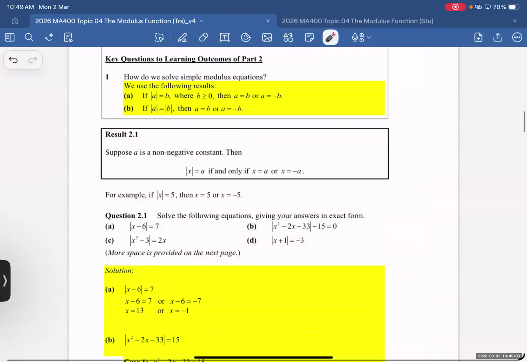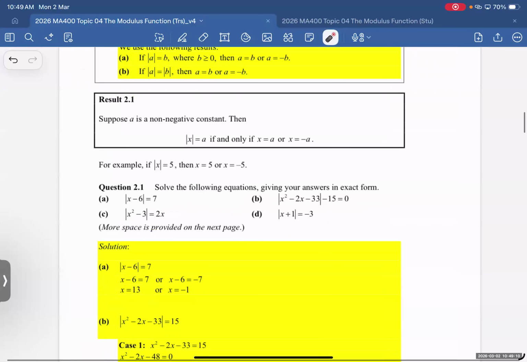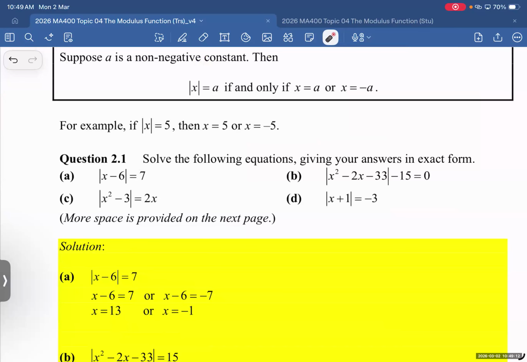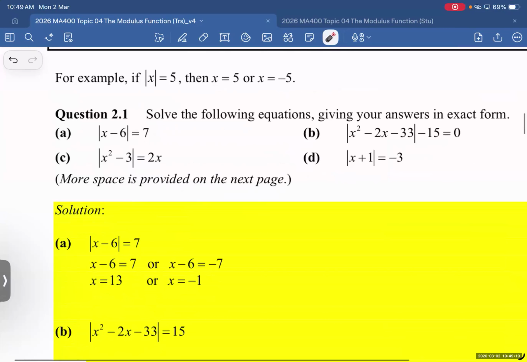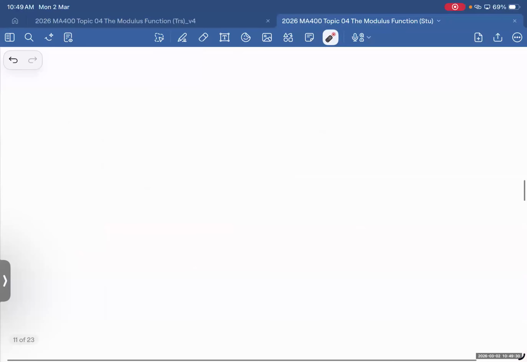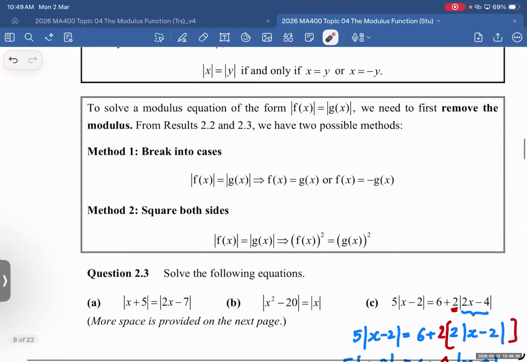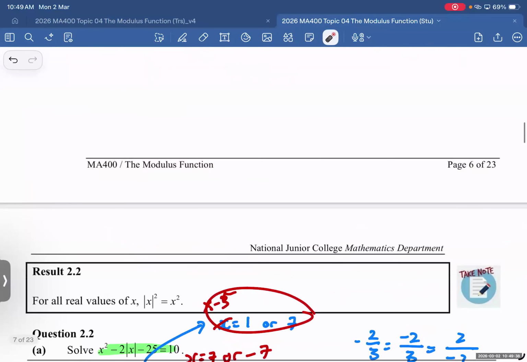Okay, so let me go to the first one. Question 2.1. From now onwards, I'm going to record, so please write them down. Question 2.1. Modulus of x minus 6 equals to 7. Because this is modulus, it's a positive constant, so it doesn't really matter. We can let x minus 6 to be 7 or -7.